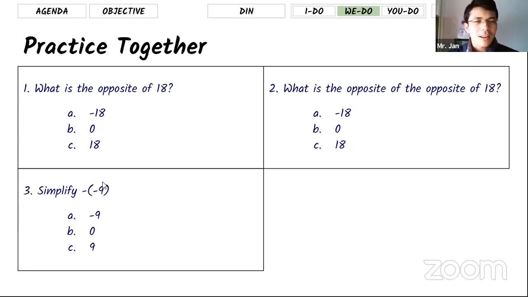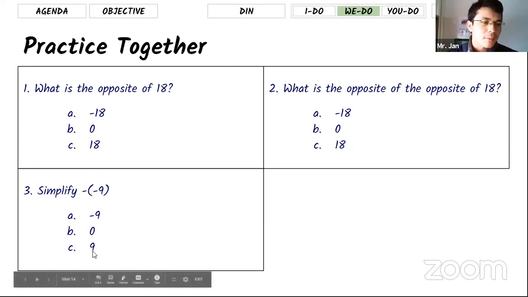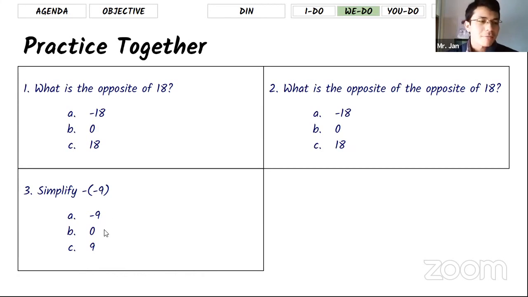Yes, some of you are saying it's a 9. Yes, it is a 9 because two negatives, as I said over here, two opposites are canceling each other and it becomes itself. It's the same thing. Two negatives cancel each other, it disappears, and it becomes just a 9. It's C. Thank you so much. Almost everybody got it right. Perfect. You guys got the point now.